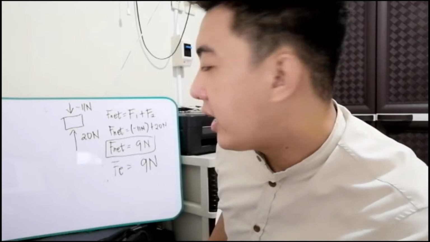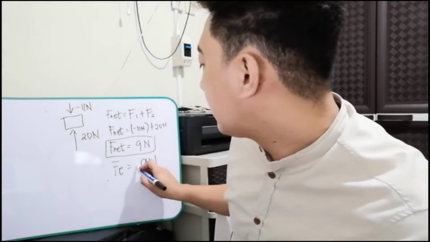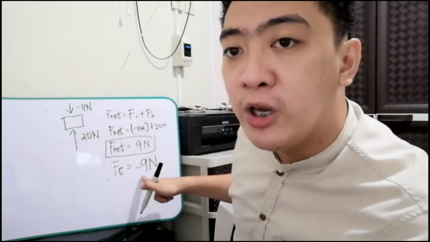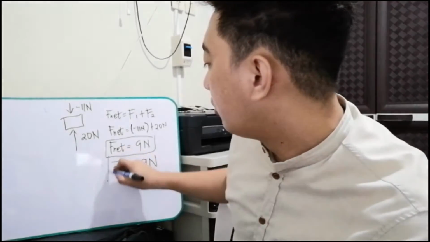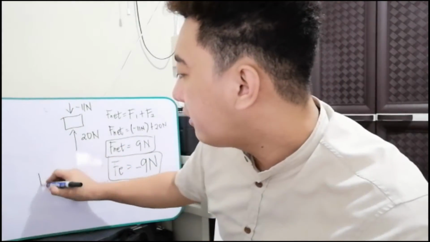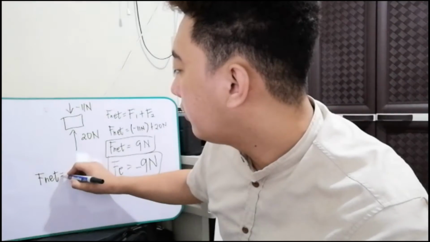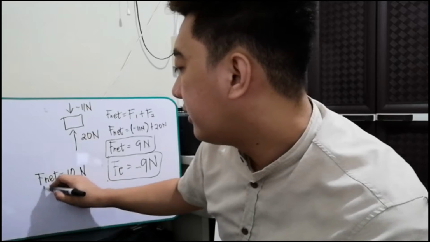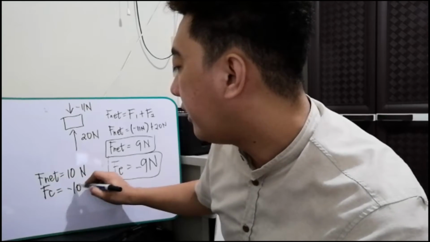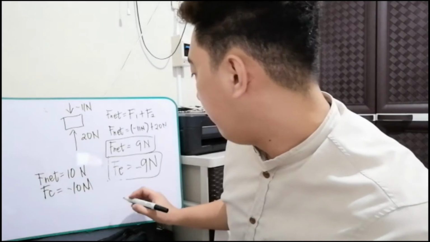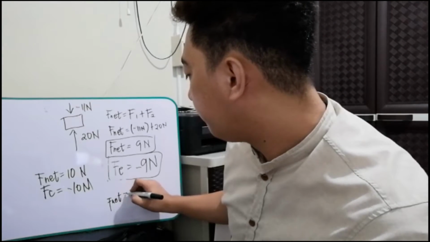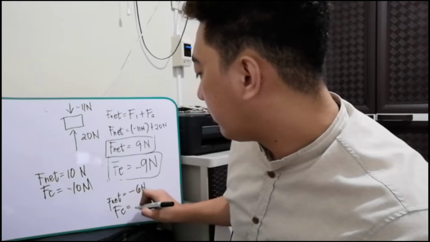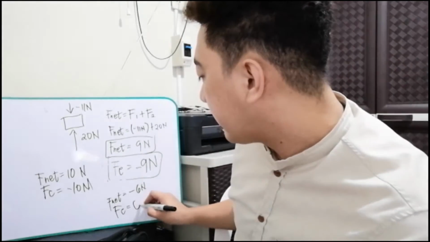So how will we do that? By putting a negative sign. If it is positive 9 newtons, the equilibrant force must be opposite, negative 9 newtons. Nakuha ba? Kung ang net force is equal to positive 10 newtons, the equilibrant force is equal to negative 10 newtons. If the net force is equal to negative 6 newtons, the equilibrant force is equal to the opposite of negative 6 newtons, which is 6 newtons.